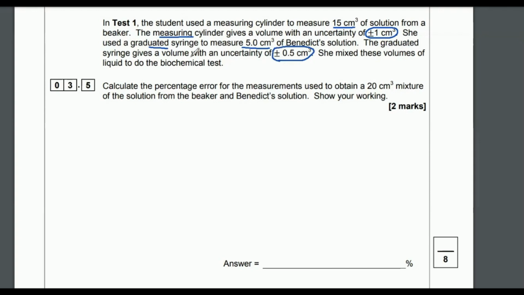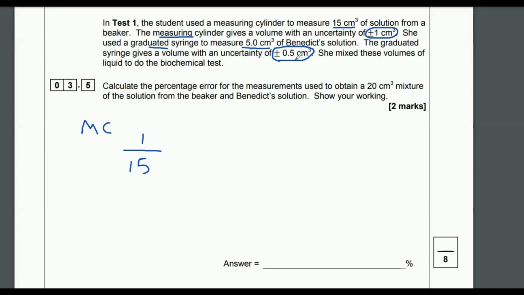She mixed these volumes of liquid to do a biochemical test. Calculate the percentage error for the measurements used to obtain the full 20 centimeter cubed mixture of the solution from the beaker and the Benedict's solution. Show your working. We need to treat them as two separate, then add them together. So for our measuring cylinder, we had an uncertainty of 1. We're going to divide that by the measurement. So the percentage error is 1 over 15 times 100. So we can do that now, 1 over 15 times 100, to work out the percentage error of the measuring cylinder, or we can combine it with the percentage error of the graduated syringe.